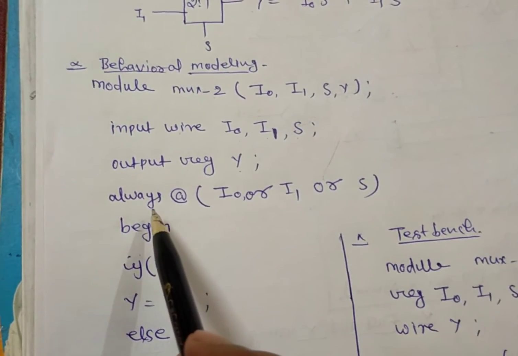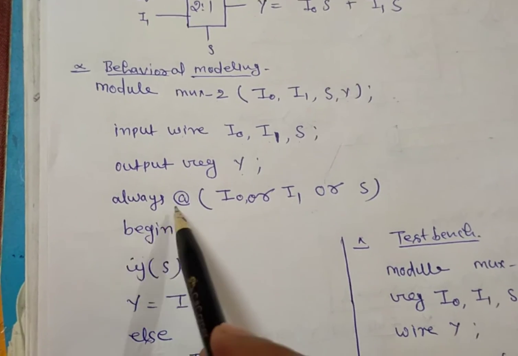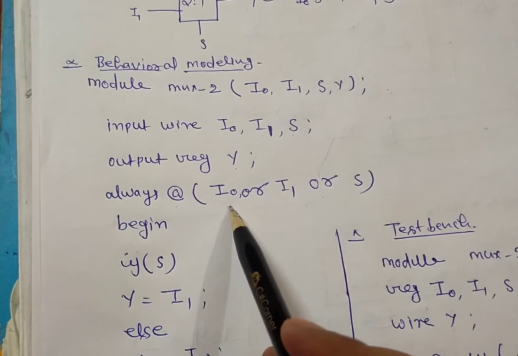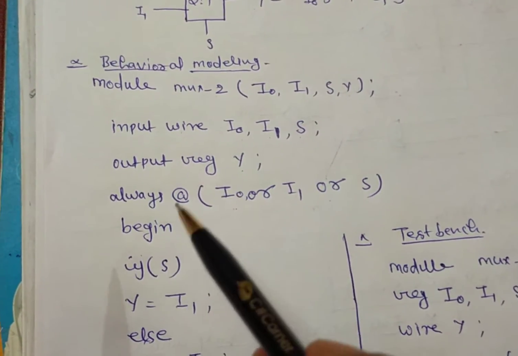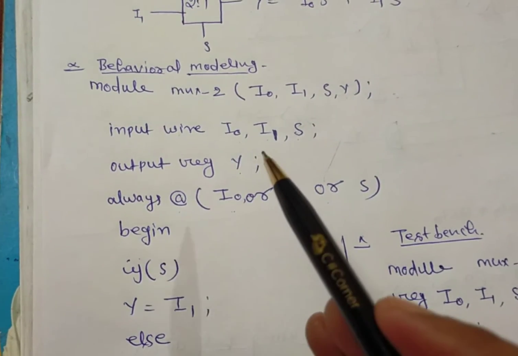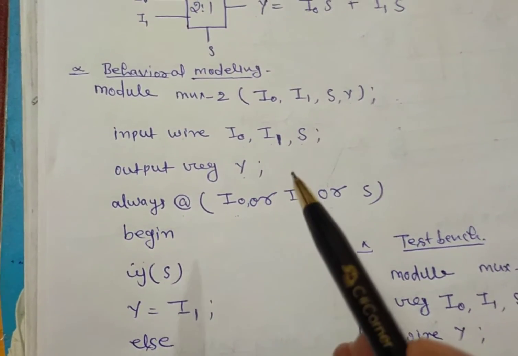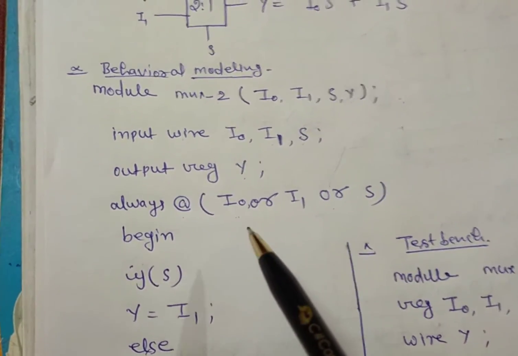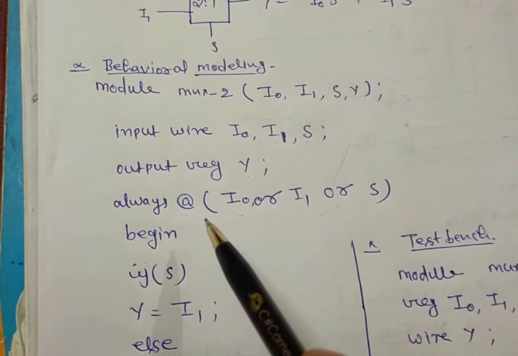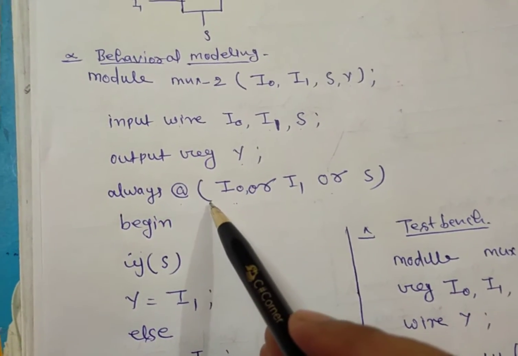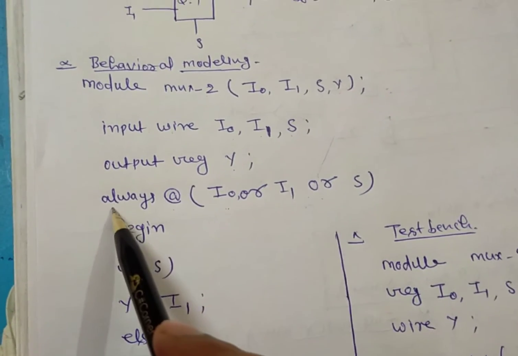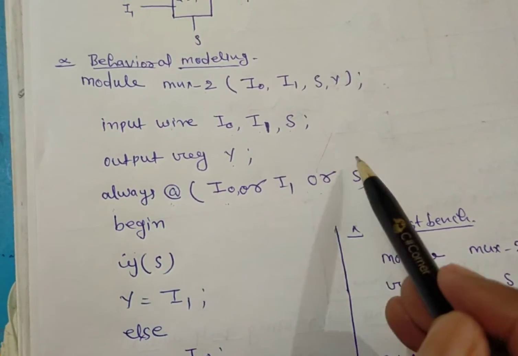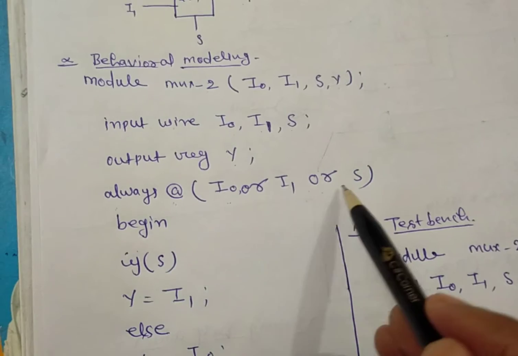In the behavioral modeling, we use some additional keywords like always, at the rate, bracket. Inside the bracket we write all the parameters which change the output, because in the mux there are I0, I1, and S, which will change the output Y. All these parameters are called the sensitivity list, and this sensitivity list is written inside the bracket using the keyword always. So write it this way: always at the rate, and write all the sensitivity parameters inside this bracket.